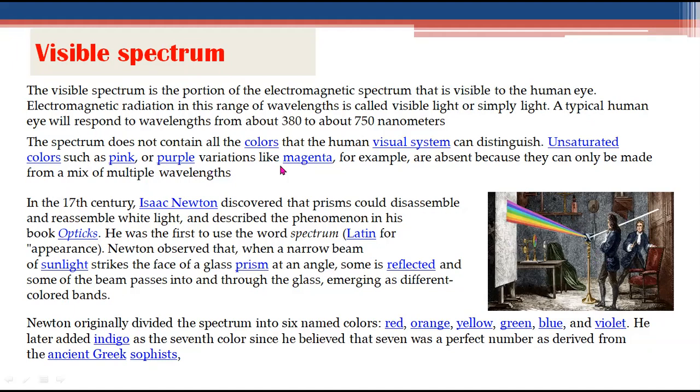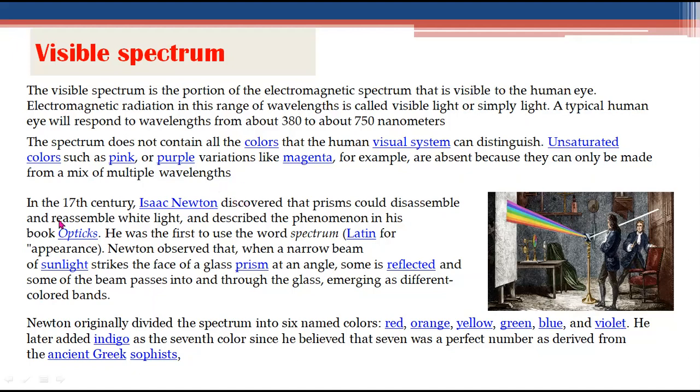The spectrum contains all the colors that the human visual system can distinguish, but it doesn't contain all the colors that exist, so we can't distinguish all of them. Unsaturated colors such as pink or purple, variations like magenta, for example, are absent because they can only be made from a mix of multiple wavelengths. These are not present individually, but are formed by the mix of different lights.